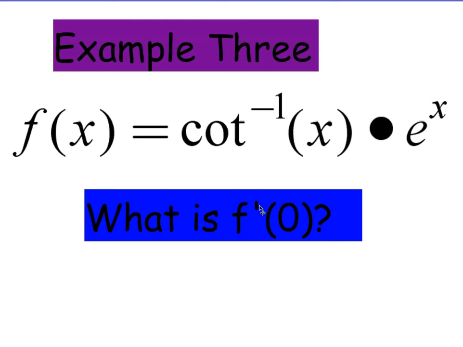Alright, so here we have the actual formal notation for derivative, f prime. Again, it means slope of the tangent line. It means instantaneous rate of change at this x value. So what we're ultimately going to do is find the derivative and plug in 0.